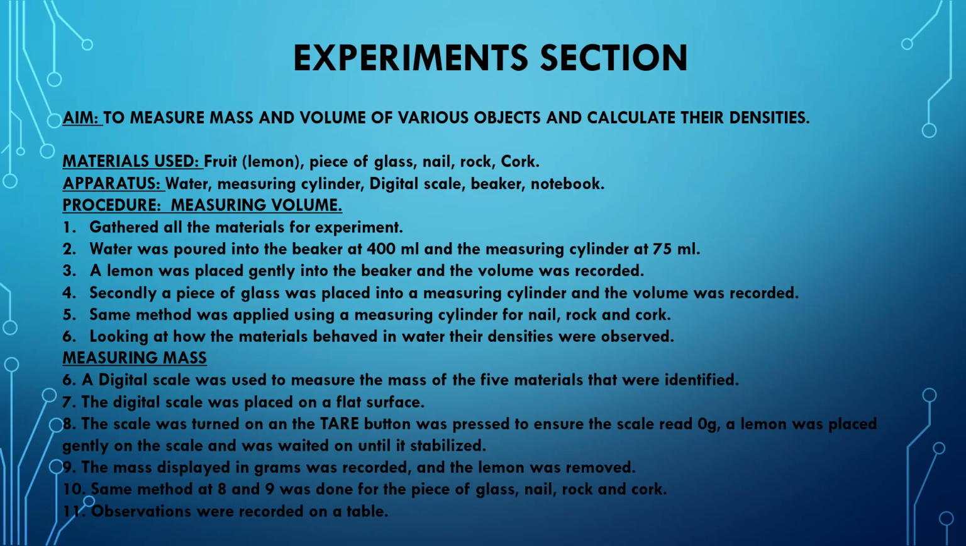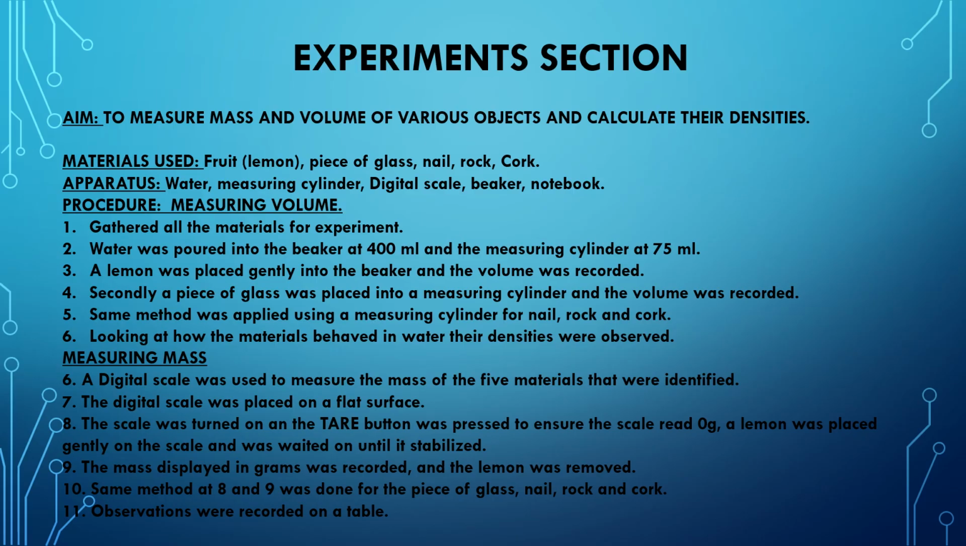So here is our procedure. Measuring volume. The first step that we did was to gather all the materials for the experiment, and you can see it there. Then water was poured into the beaker at 400 milliliters and the measuring cylinder at 75 milliliters. So we used the beaker to measure the lemon, and we used the measuring cylinder for measuring the piece of glass, nail, rock, and cork.